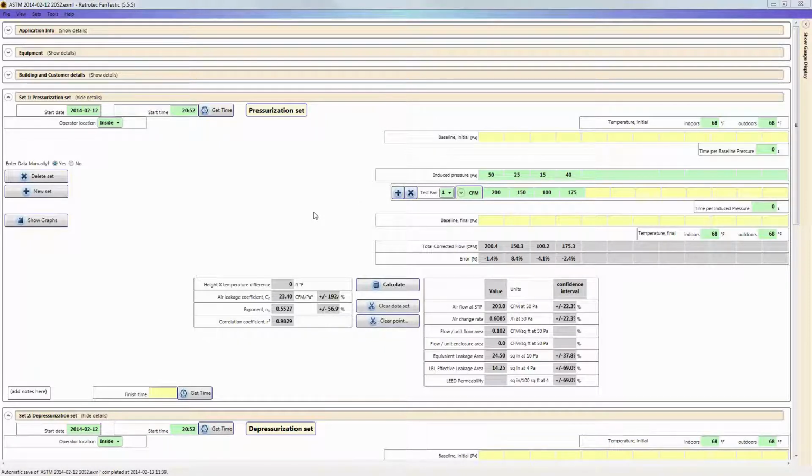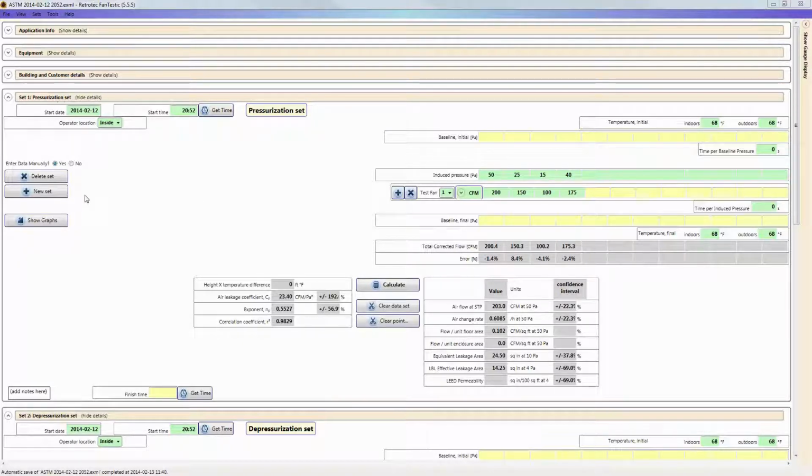But the most accurate way to do a final test on a building is to test it pressurized and depressurized. It gets rid of a ton of errors and so on. It gives you much better readings, and most baselines drop out and all kinds of good things happen. So in this case, we've done a pressurization test. We don't even have to tell the software we're doing a pressurization test.